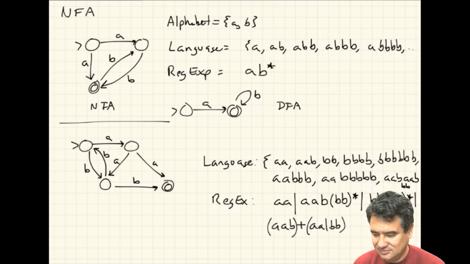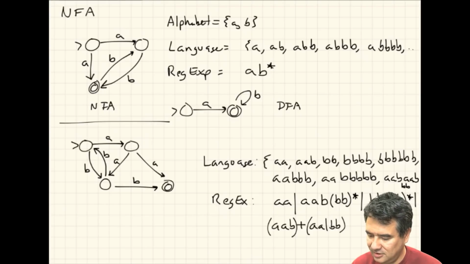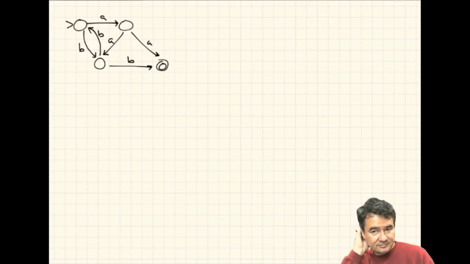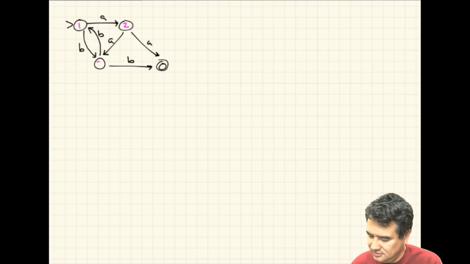Well, so what I want to do is copy this and put it on the next page so that my head is not blocking the picture. All right, there it is. And then I am going to number them 1, 2, 3, and 4. And we're going to figure out how to turn this into a DFA.